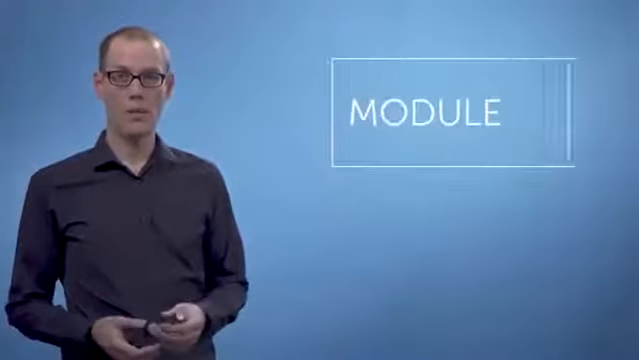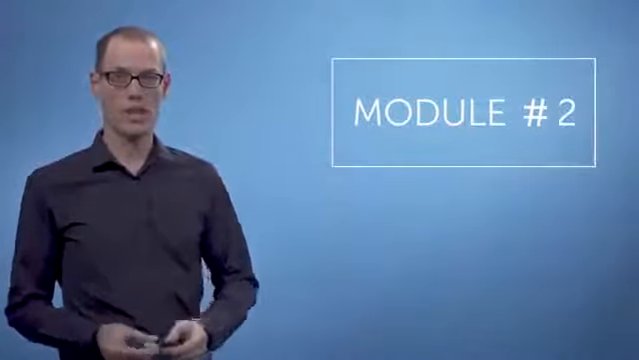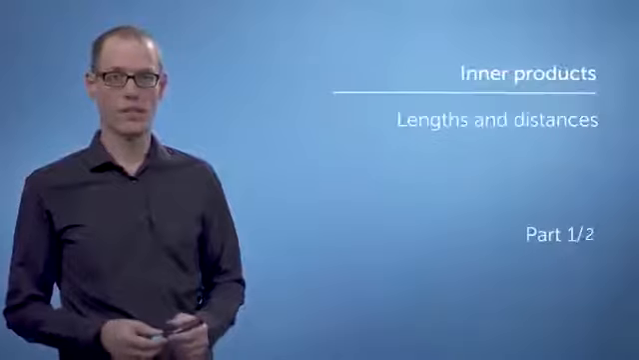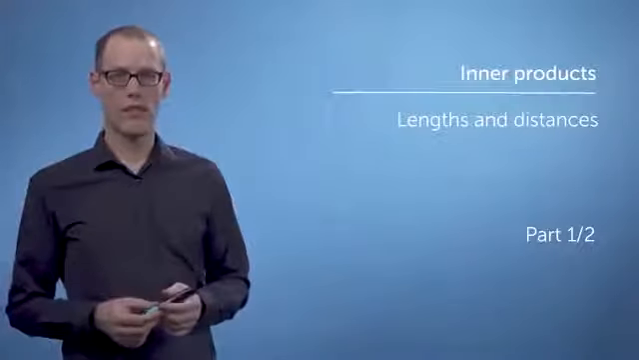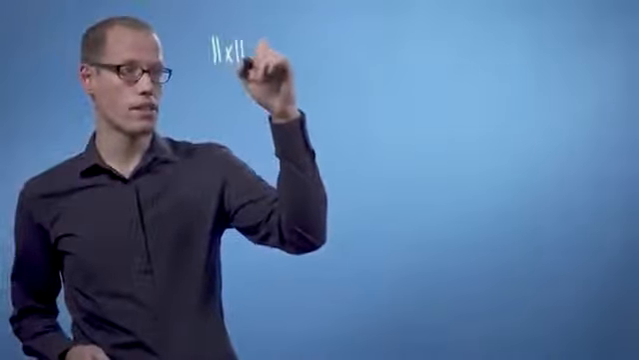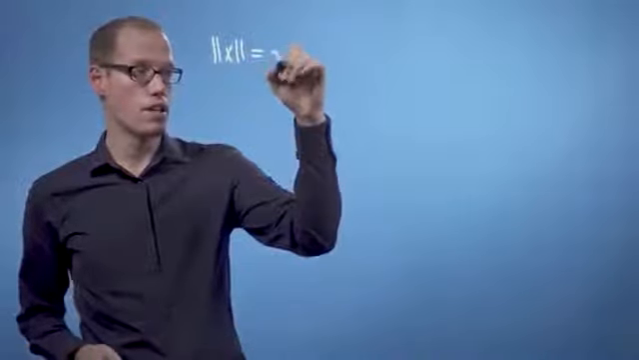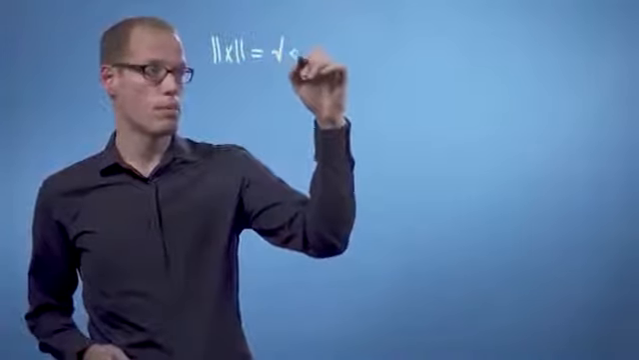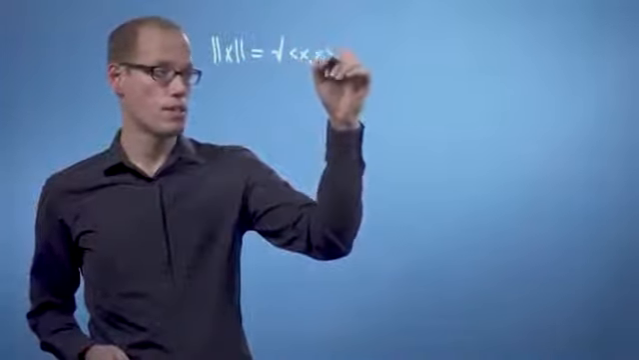In the last video, we defined inner products. Now we will use inner products to compute the lengths of vectors and distances between vectors. The length of a vector is defined via the inner product using the following equation. So the length of a vector x is defined as the square root of the inner product of x with itself.